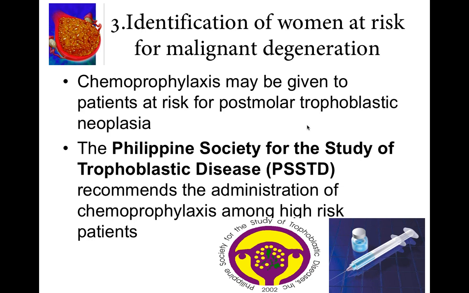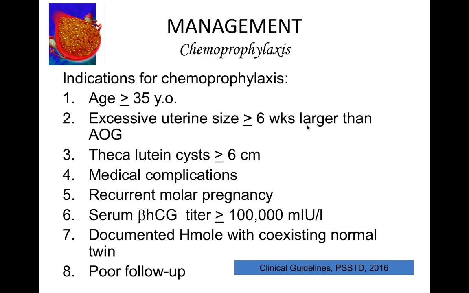And according to the Philippine Society for the Study of Trophoblastic Diseases, they can administer chemoprophylaxis among high-risk patients provided that they have fulfilled the following indications: age of more than 35 years old, excessive uterine size, more than 6 weeks larger than age of gestation, presence of theca lutein cyst of more than 6 centimeters, presence of medical complications, if this is a recurrent molar pregnancy, or if the serum beta HCG level is more than 100,000, or if this is a documented hereditary mole with coexisting normal twin, or if the patient has a poor follow-up.